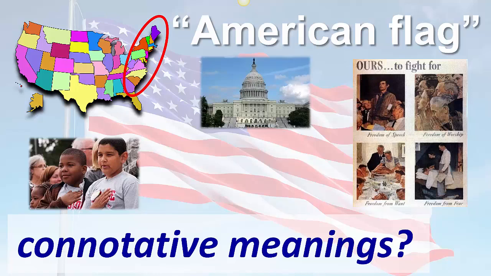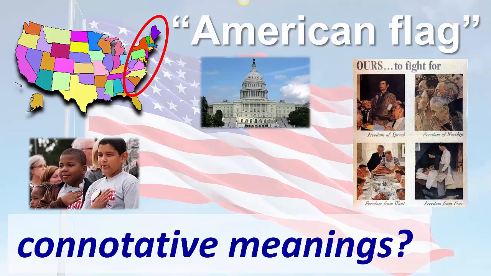From a very young age in United States schools, for instance, most school children learn the Pledge of Allegiance, and they learn other kinds of ritual behaviors for how you show honor and respect for the American flag, putting your hand over your heart or removing your hat, for instance.